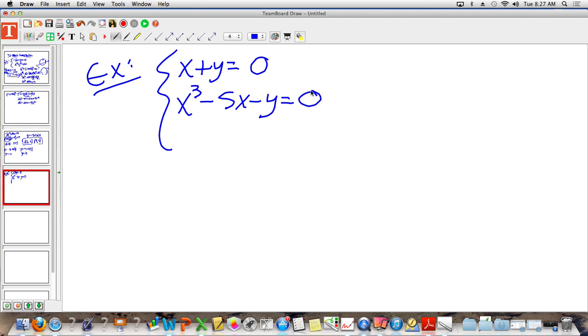Solve for y. Why? Why would we solve for y when we can just y our way out of it? So x plus y equals 0. Solve for y by subtracting x. So y is equal to negative x.